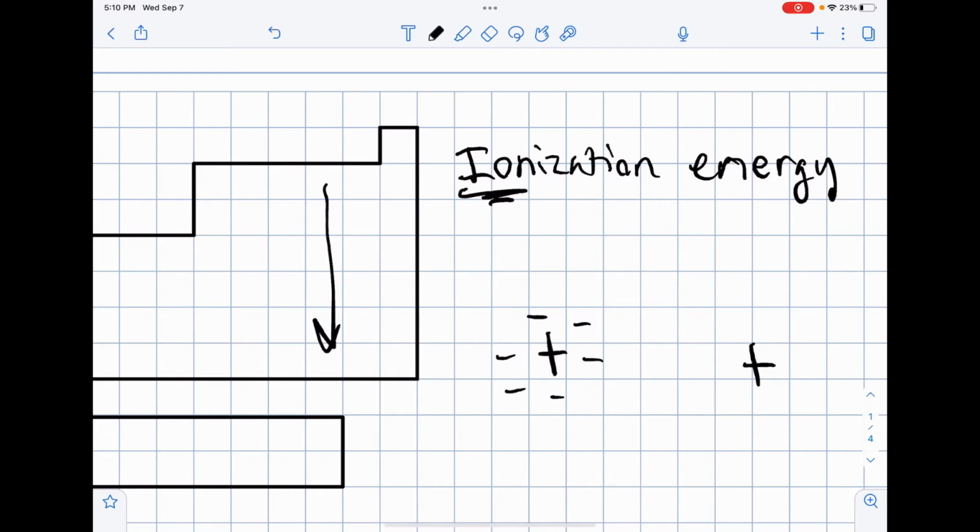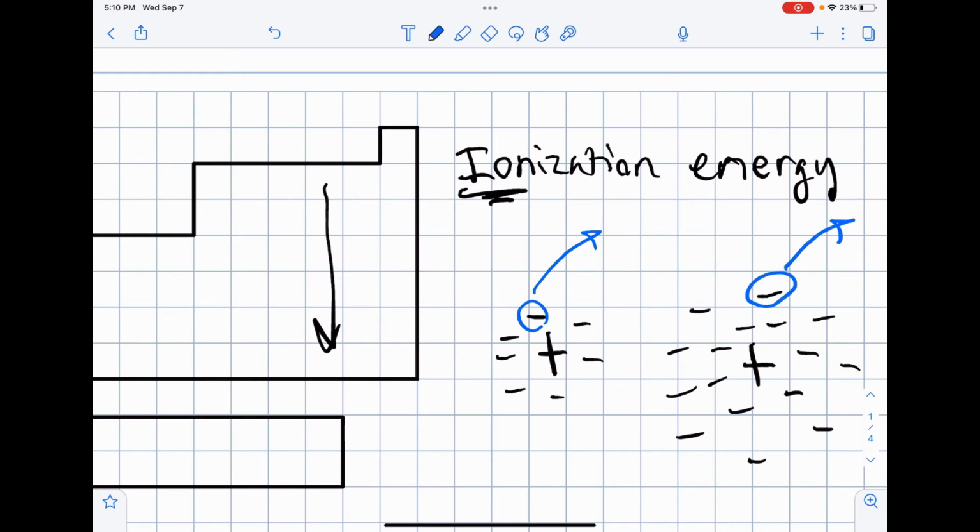So if it has to do with shielding, I'm going to draw 2 of them that have different amounts of electron shells. So the one on the right has more electron shells, the one on the left has less. I don't know why I keep erasing them, but what's going to happen is we are going to ask, how difficult would it be to yank this guy out of the atom or yank that guy out of the atom? Which one do you think would be easier? Which one do you think would be more difficult?